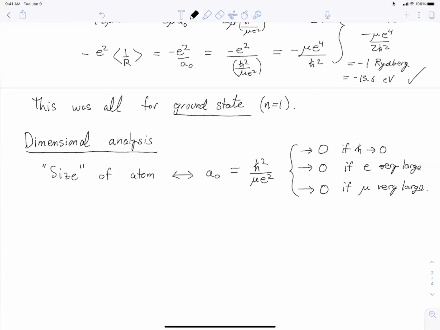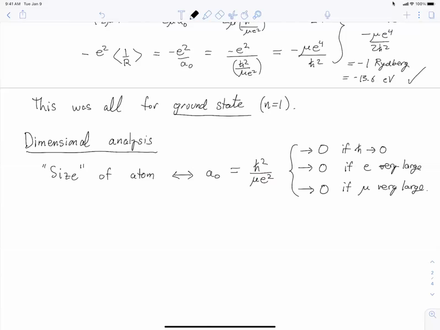If the mass of the electron is very large, then it's super heavy and sluggish, and it can't really escape from the nucleus very easily. And so again, it would shrink to 0 size. So these last two facts are just telling you that the mass and E should go on the denominator, right? And so if you know h bar goes in the numerator, and you know mass and E go in the denominator, and you try to find something that has units of length, then pretty much that's all there is.